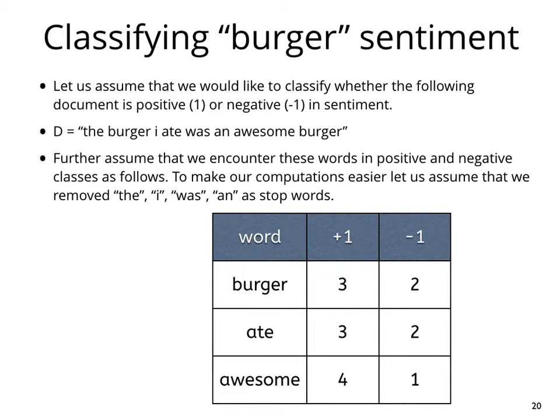So let's take an example. Again, assume that we want to classify this sentence: the burger I ate was an awesome burger. Assume that we did some stop word removal and removed words like the, was, and that normally do not convey much information. So we are left with the other words, and again assume that we counted the occurrences of each of those remaining words in some positive and negative sentiment reviews. So we observe the word burger 3 times in positive reviews, so we have burger 3 in the positive set, and so on and so forth.